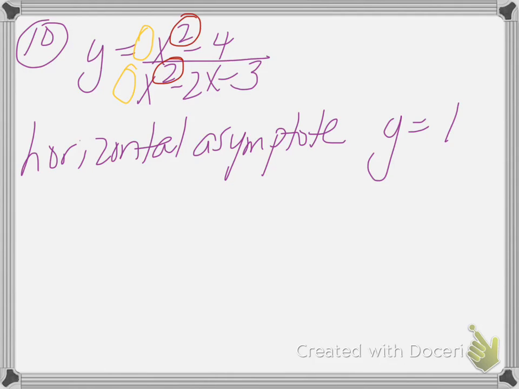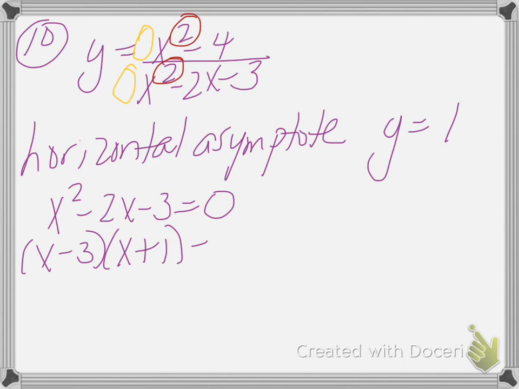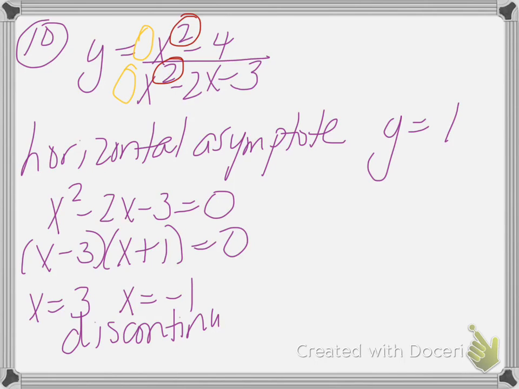Okay, now we're going to look for vertical asymptote. So first we're going to take the denominator, and we're going to set that equal to 0. So we can factor, and we'll get x equals 3 and x equals negative 1. These are definitely discontinuities, because if you look back at the original, in the denominator, x could never be 3 or negative 1 because then you'll get 0 in the denominator. The function will be undefined.